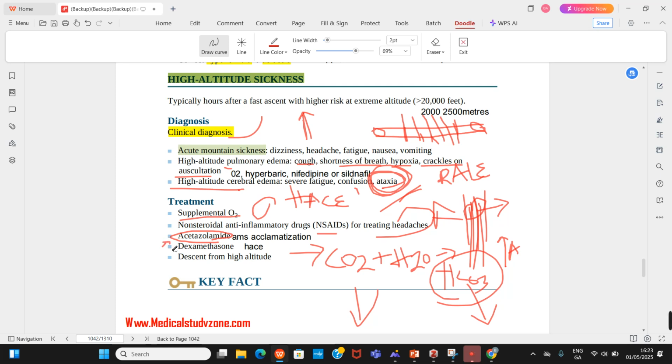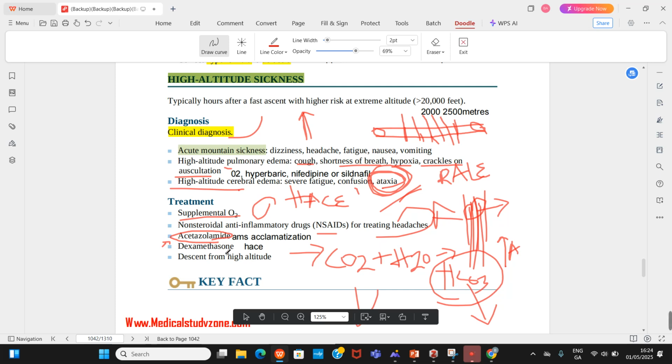Some of them can even pre-medicate with acetazolamide so that the respiratory alkalosis does not cause problems for them. As respiratory alkalosis is happening because they're hyperventilating, they're already having some form of metabolic acidosis to counter it, so it does not even happen. It just equalizes. So they can pre-medicate with acetazolamide.